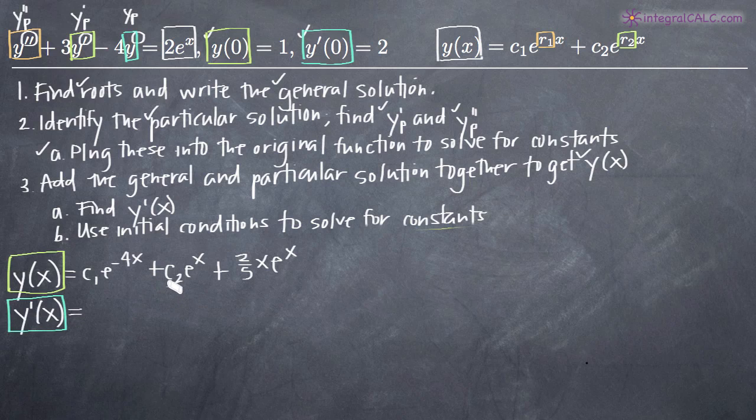So in order to take the first derivative, remember that I'll be treating c sub 1 and c sub 2 as constants. So the derivative of c sub 1 e to the negative 4x will be negative 4 c sub 1 e to the negative 4x. The derivative of c sub 2 e to the x, again, will just be c sub 2 e to the x. And then for my 2/5 x e to the x, I have to treat this as a two-part function here.